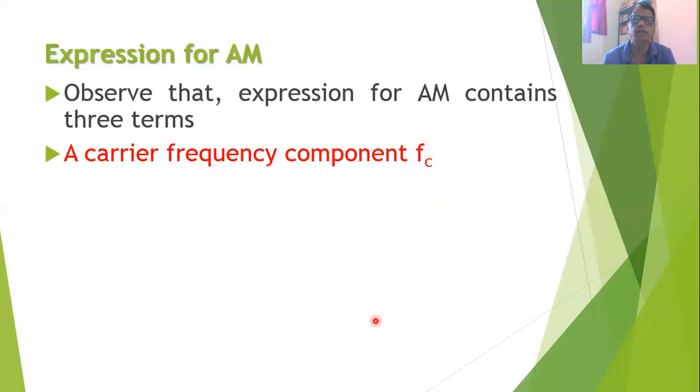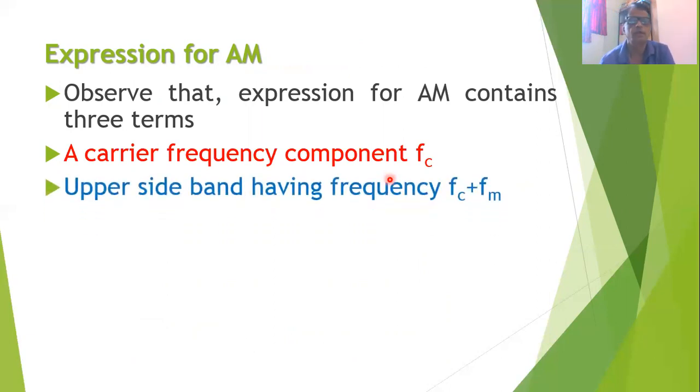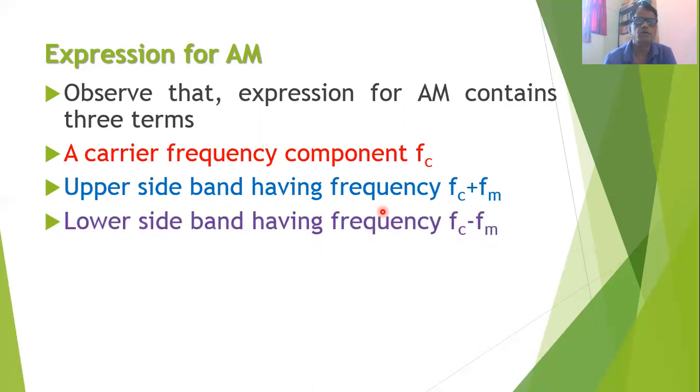So we will find that there are three terms or three components present in the expression for AM. The first component is the carrier component, and this component has a frequency f_c. The second component is the upper sideband component, and it has a frequency f_c plus f_m. And the third component is the lower sideband component, and it has a frequency f_c minus f_m.